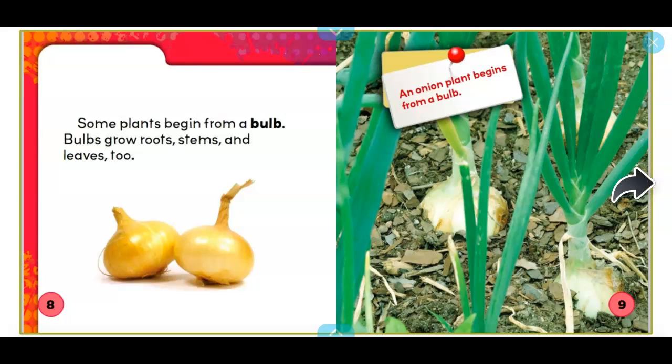Some plants begin from a bulb. Bulbs grow roots, stems, and leaves too. So an onion plant begins from a bulb. So a bulb is similar to a seed, but it has a different name, and it is a little bit different than a seed. But again, some plants can begin from a bulb.